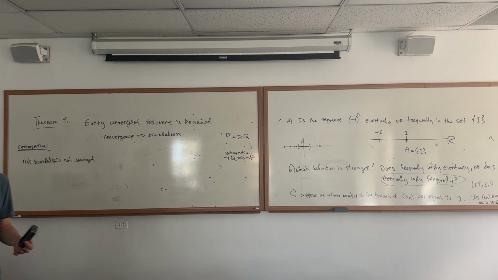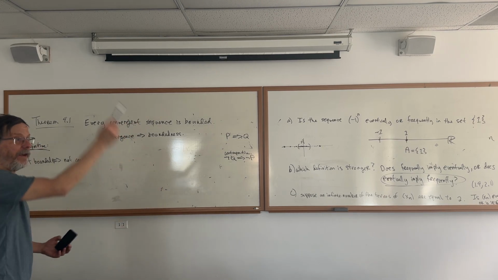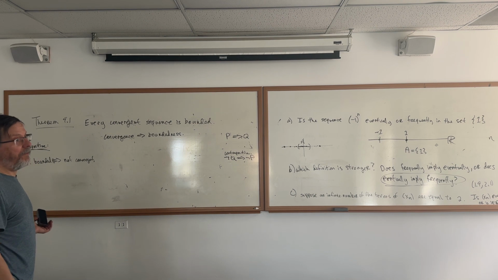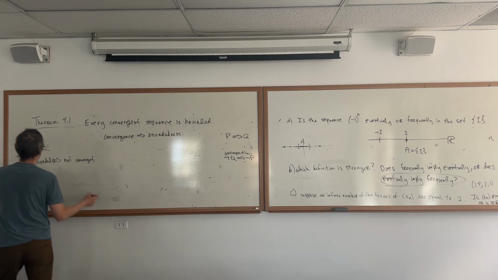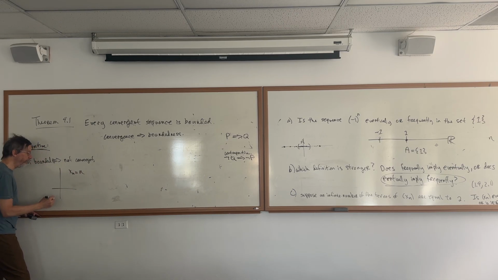So if I've got some sequence and I know it's got pieces of it flying off and becoming infinite or minus infinite, it can't converge. Kind of makes sense, but it's a nice result to have on its own, that not boundedness means you cannot converge. So even if I have a sequence like this, x sub n equals n, it just keeps on cruising, never settles down to anything. Okay, so, not bounded implies not convergent.